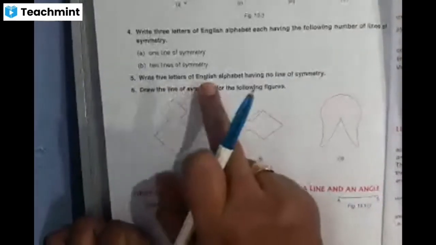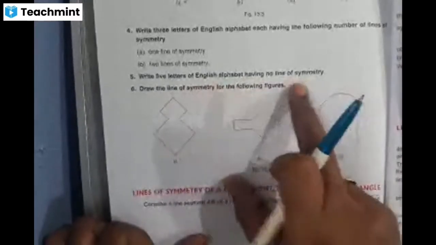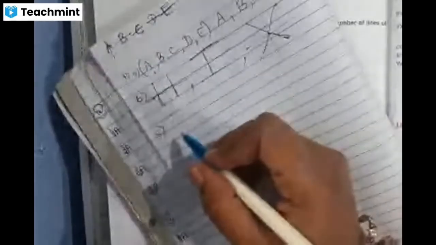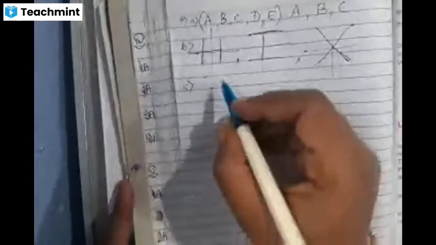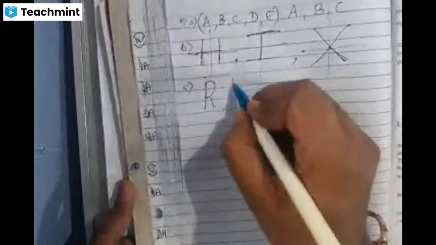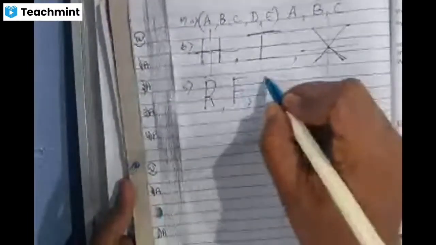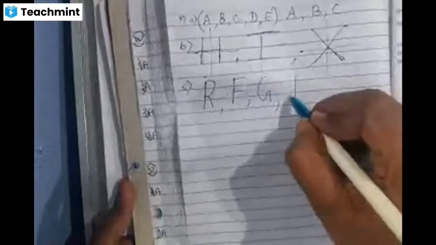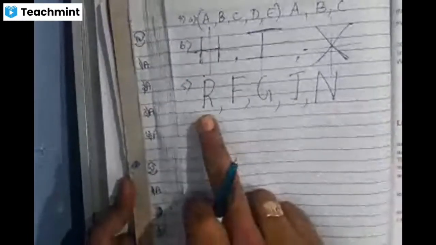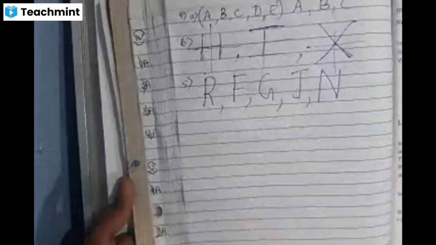Children, next is question number 5. Write 5 letters of English alphabet having no lines of symmetry. We have to write totally 5 letters. You have more than 5 letters in the English alphabet, but I am going to write only 5, children. The first one is R, then you have F, then G, J and N. These are the 5 letters where you get no lines of symmetry.